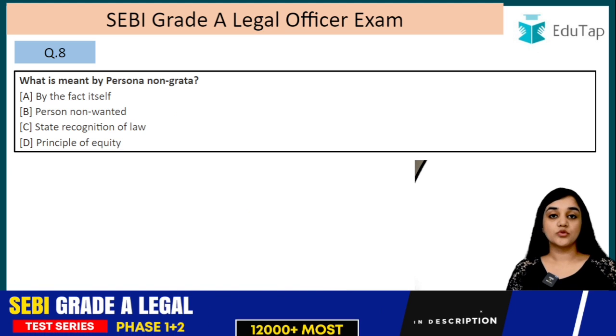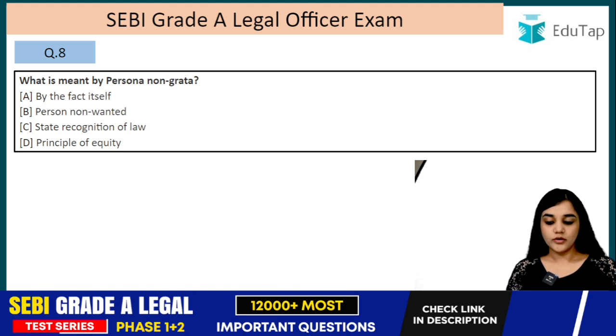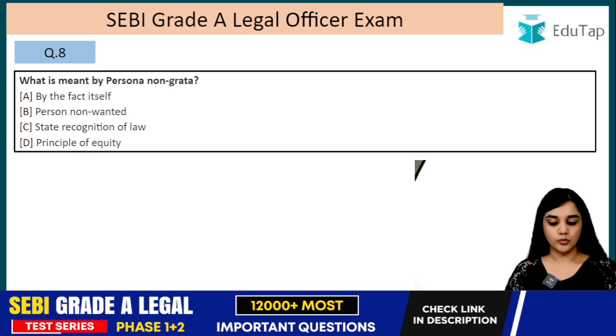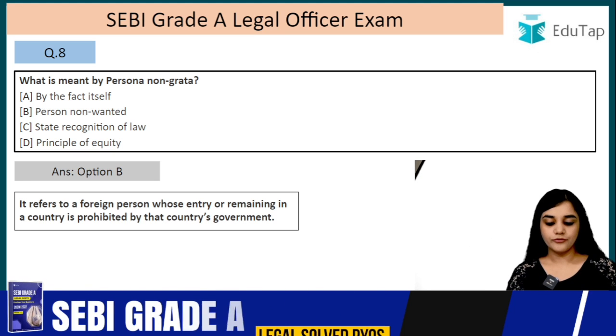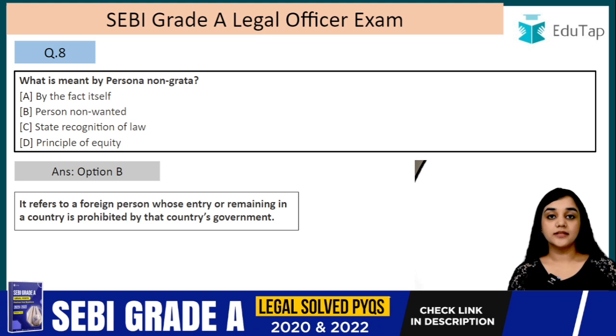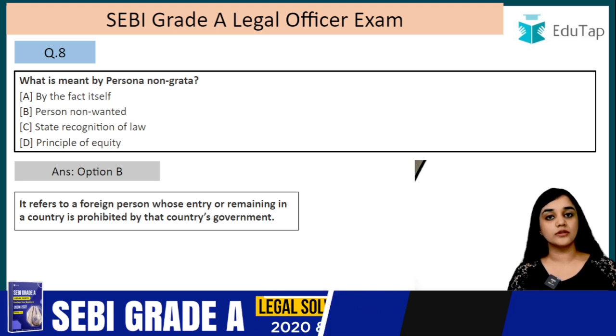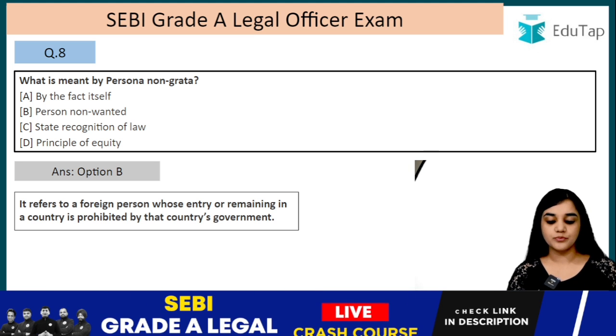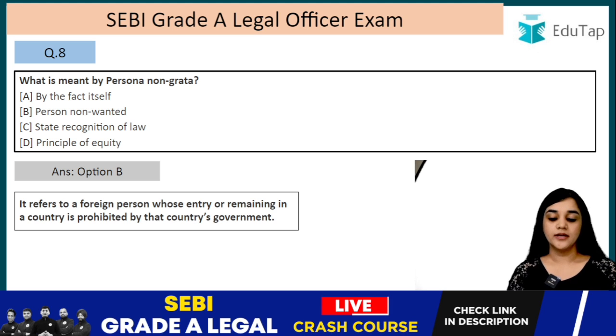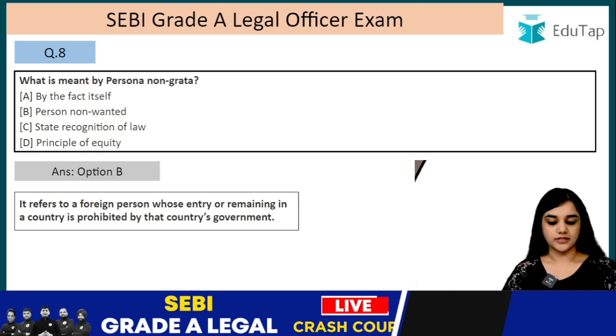What is meant by persona non grata? So persona non grata is a person who is not wanted. It is mostly used in the case of diplomats, right? So that is option B, person not wanted. It refers to a foreign person whose entry, or retaining in a country, or staying in that country, is prohibited by the country's government. So it is termed persona non grata.